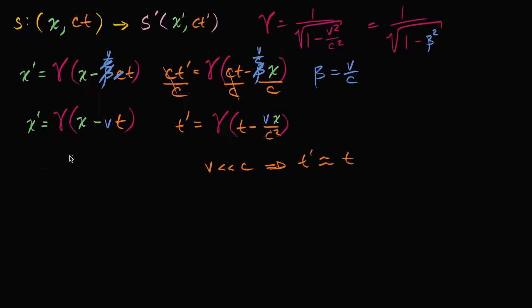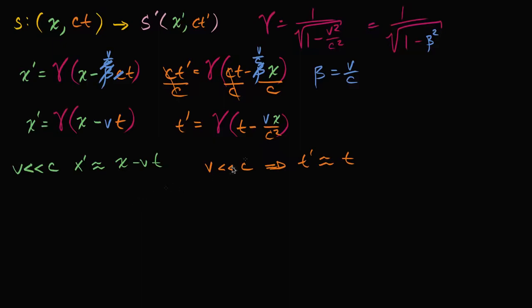Likewise, for v much lower than c over here, our Lorentz factor is going to be pretty close to 1, and so x prime is going to be approximately equal to x minus vt. So for small v's, and small could even be the speed of a bullet, or even the speed of the space shuttle, or things that are just much smaller than the speed of light, 3 times 10 to the 8 meters per second, well, that's why the Galilean transformations are pretty good approximations.